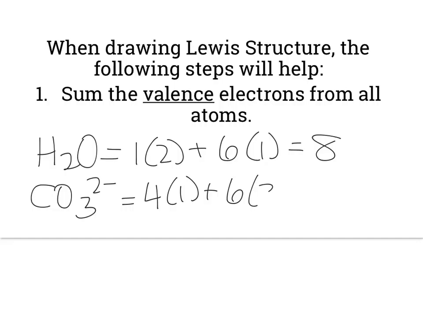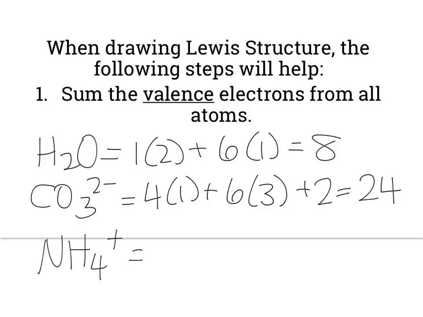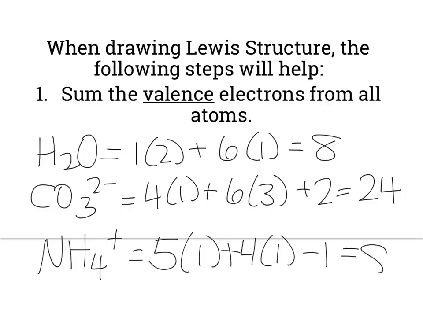plus 6 from each of the oxygens. And because we're actually having a 2 minus charge, that means we've taken 2 electrons. So that gives us 2 more for a total of 24. Vice versa for NH4 plus. That'd be 5 plus 4 minus 1 because we lost 1 for a total of 8. So anyways, sum up your valence electrons. That is step 1. Alright.